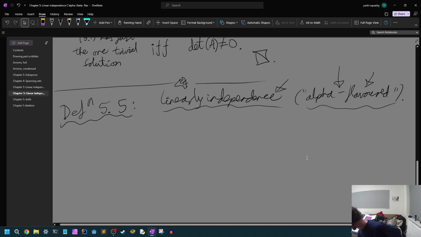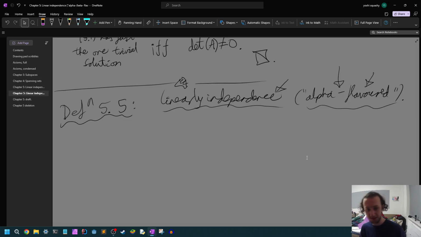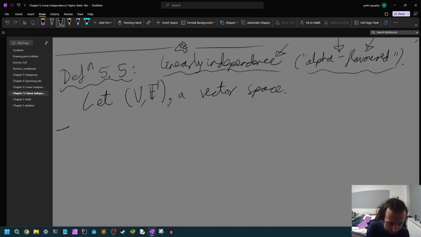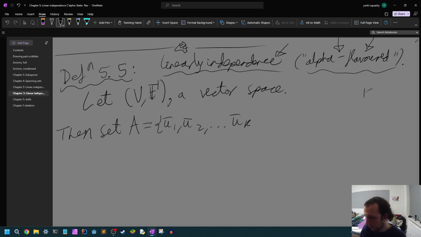I've seen this definition enough times that I shouldn't get it wrong, but I had some notes on how I wanted to write it. So first of all, we'll have a vector space. Good start, given this is the vector spaces series. So we'll say let V over a field be a vector space. And then we have a set A equals {u1, u2, up to uk}, where k is some natural number. So I have a set of vectors, and we're saying this set of vectors is a subset of V.